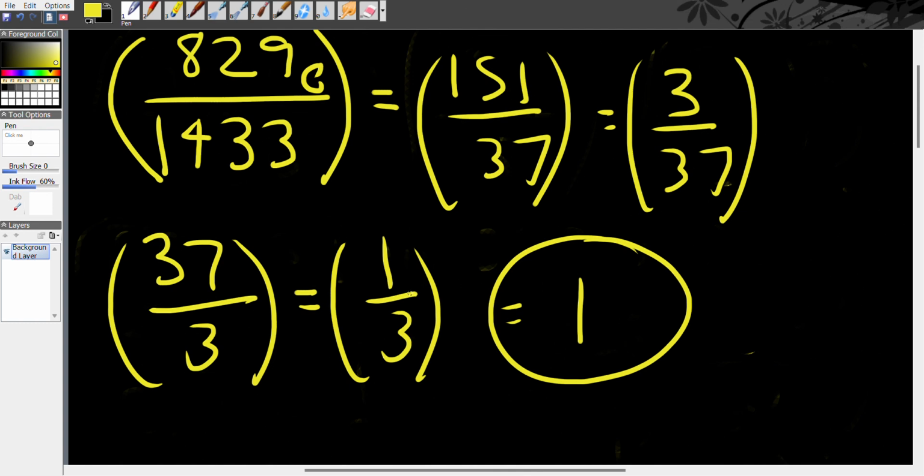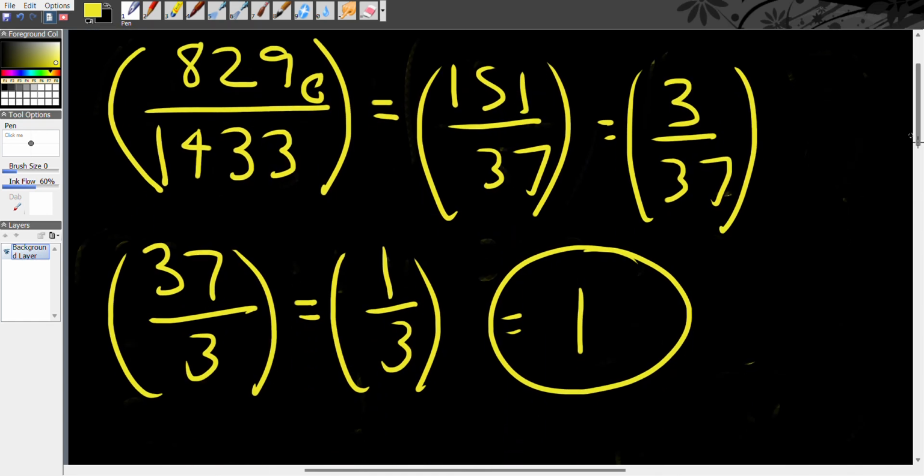Okay, I've got one final. Do I have one final one? I think I'm going to stop right here. So I hope you've enjoyed this session, this rather long session of working on Legendre symbols.